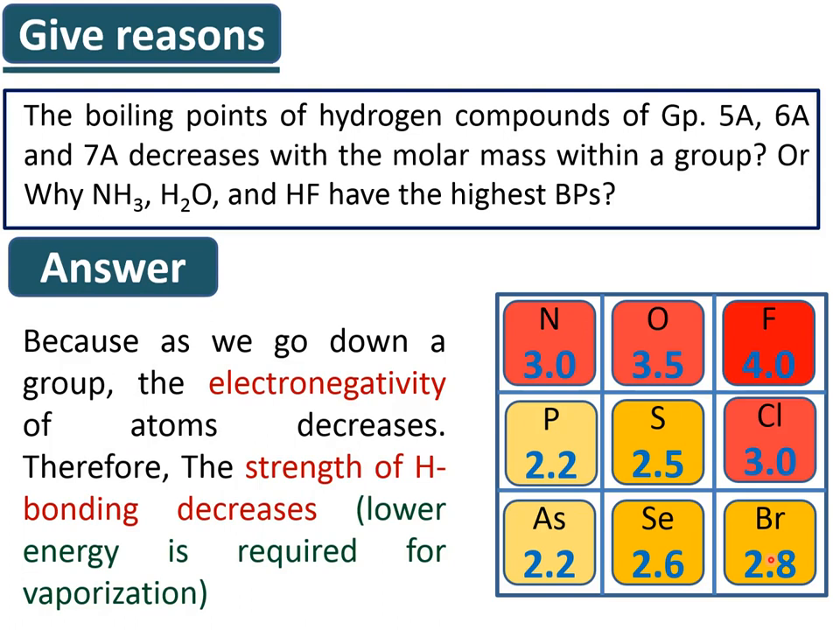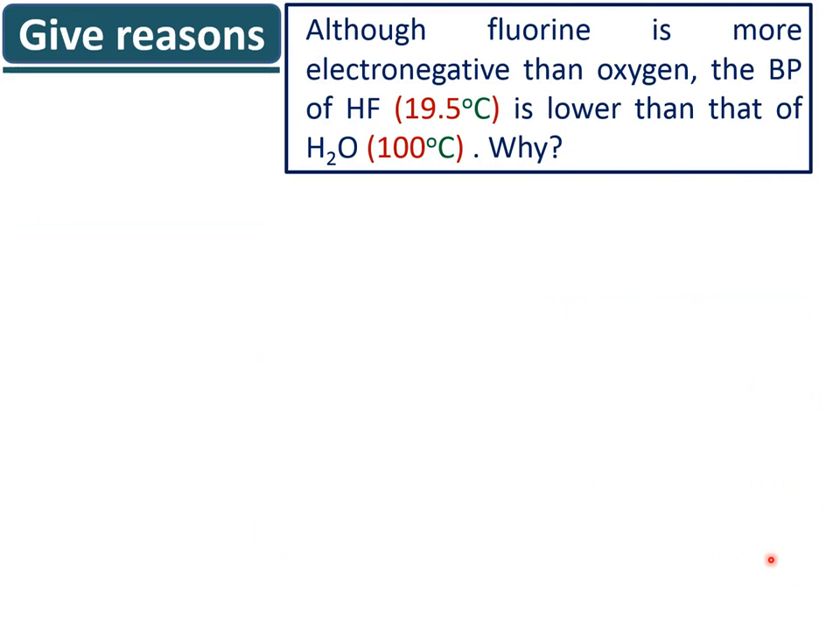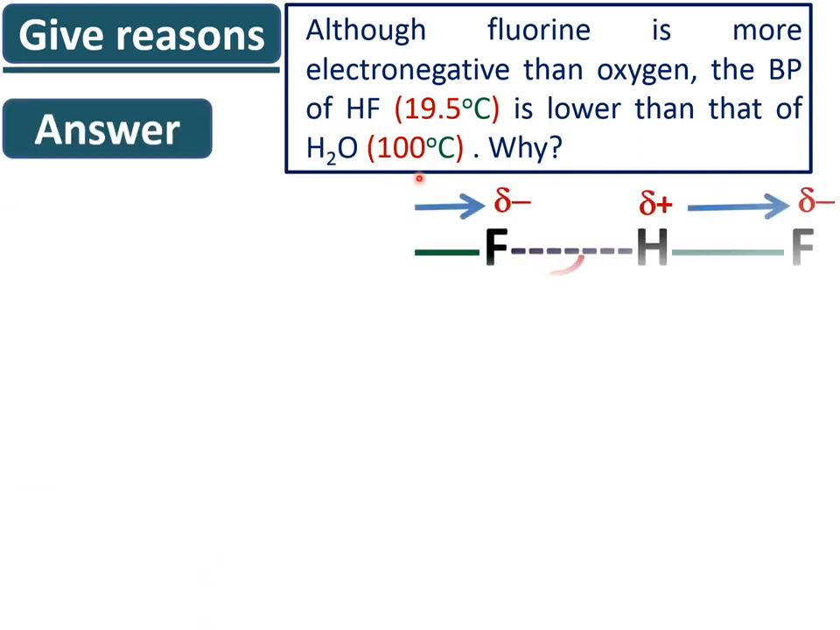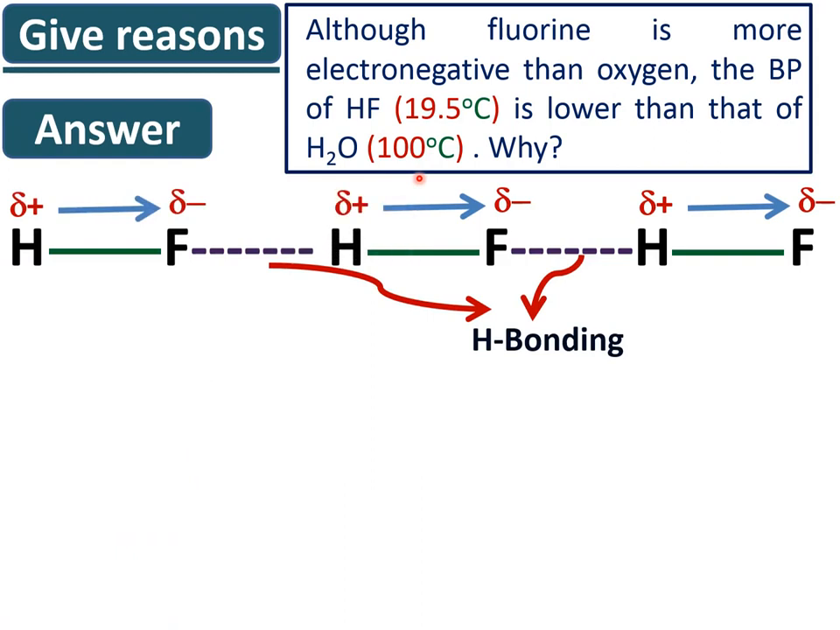Another question: although fluorine is more electronegative than oxygen, the boiling point of HF is 19.5, but for water it is 100 degrees Celsius at 1 atmosphere, of course. Even though fluorine is the most electronegative atom, the boiling point of HF is much lower than water. So now we will not talk about the difference in the electronegativity. We will talk about another parameter: how many hydrogen bonds each molecule can form or participate in.